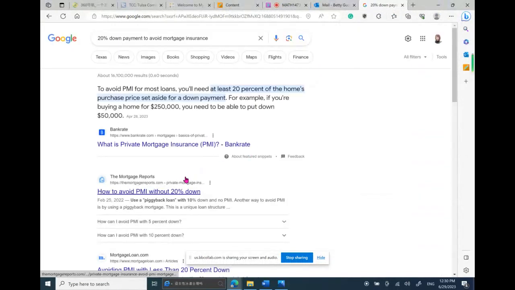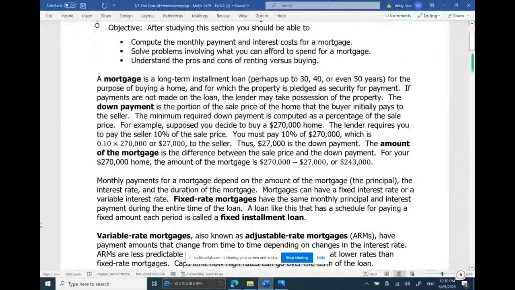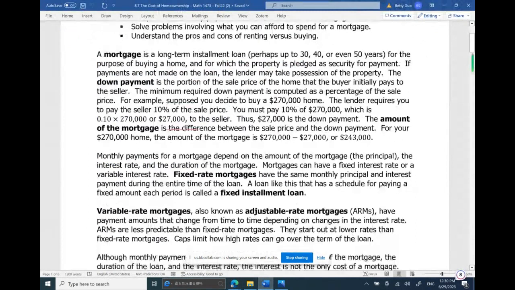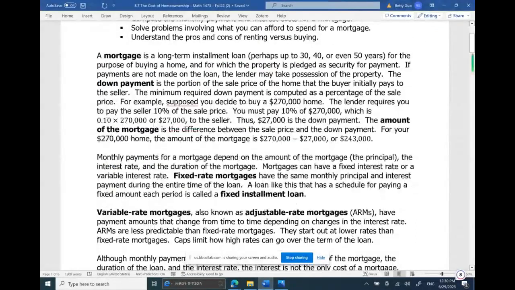To avoid the private mortgage insurance, PMI, for most loans, you need to prepare at least 20% of the home's purchase price. Have that money set aside for a down payment, right? So the down payment is very important. The more you pay upfront, your interest could be lower as well.